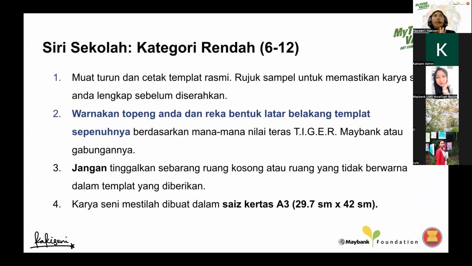So, macam mana nak join? Yang template tadi yang nampak tu, nanti kami akan bagi link, nanti dekat QR code pun boleh access. So, template rasmi ni download, cetak, kemudian perlu warnakan topeng tersebut, template tersebut. Dan yang kosong tadi kat belakang tu, perlu reka lah latar belakang dia nak macam mana, dan perlu berdasarkan mana-mana nilai teras tiger dan gabungannya. Tak boleh ada kosong, tak boleh tak berwarna. Kalau tak, kami akan disqualified lah. So, karya seni ni bila print perlu dalam saiz A3. Okay? Alright. Next.